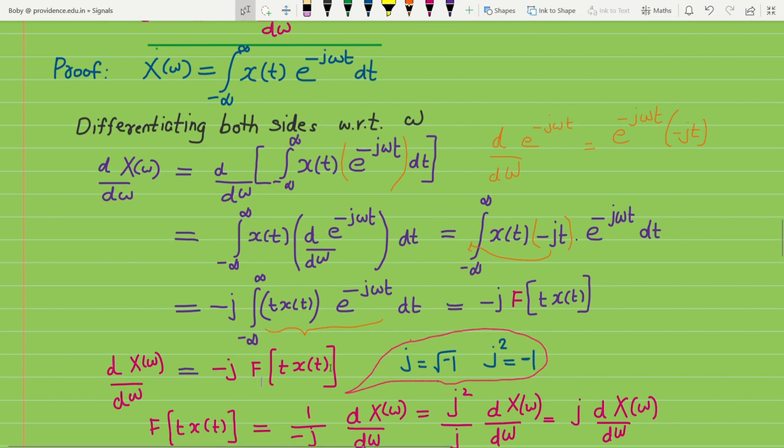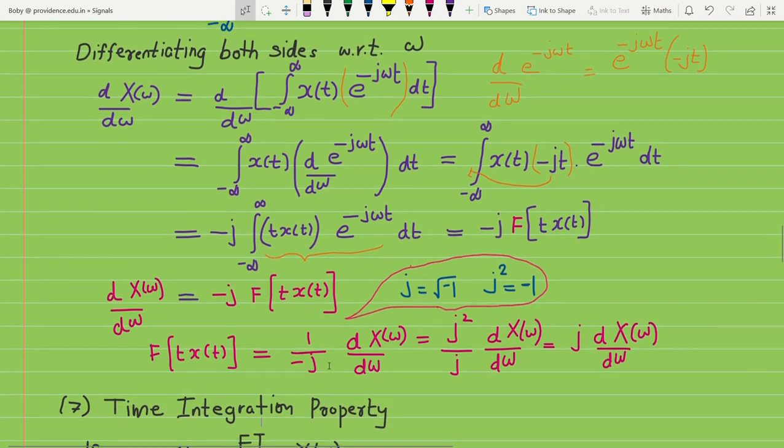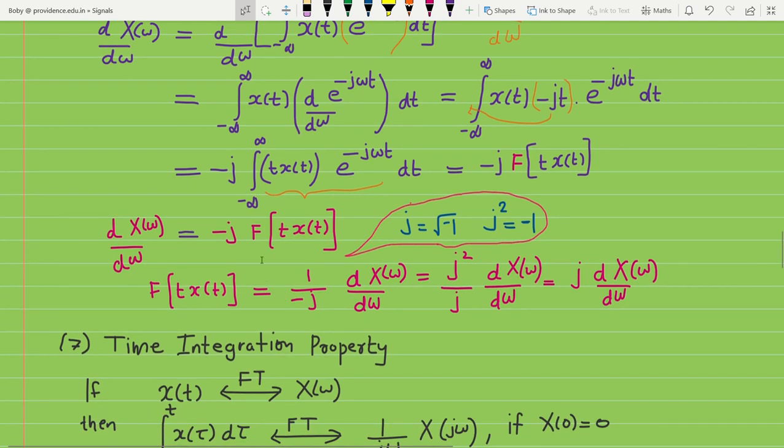Now let us make a rearrangement here. We take this Fourier transform of t into x of t, and this minus j goes to the left hand side. So that will be equal to what? That goes to the denominator. Then it will be 1 by minus j d by d omega of X of omega. So this minus 1 goes to the numerator. Minus 1 is nothing but what? j square. j is root of minus 1 and j square is equal to minus 1.